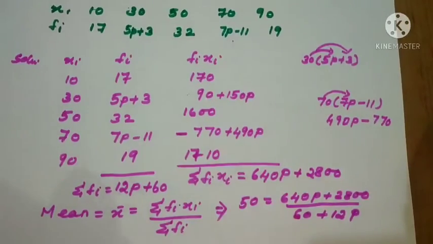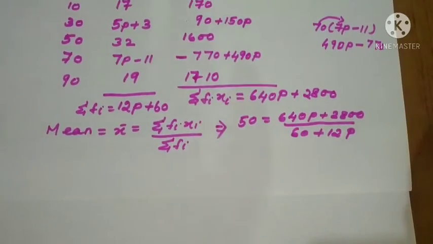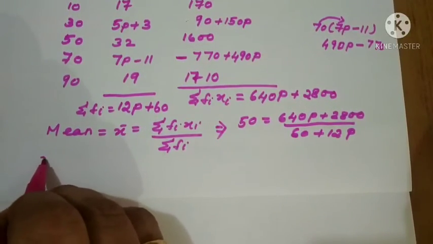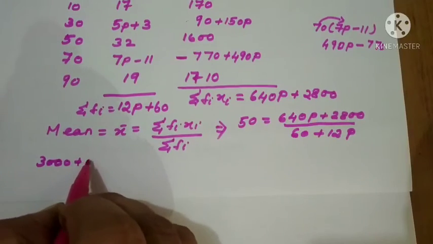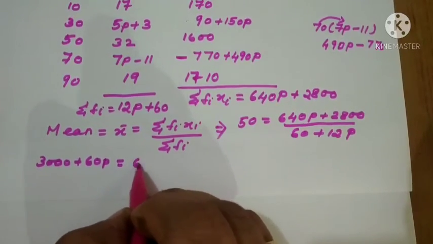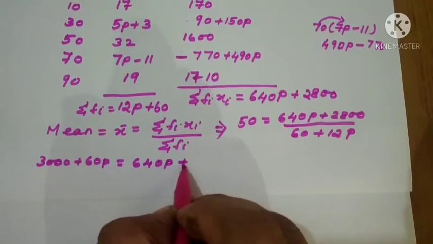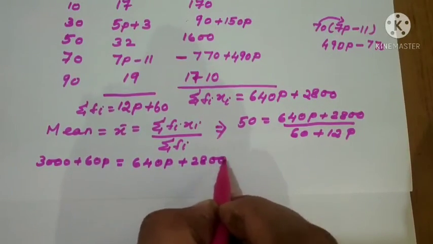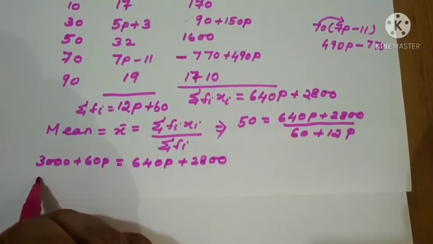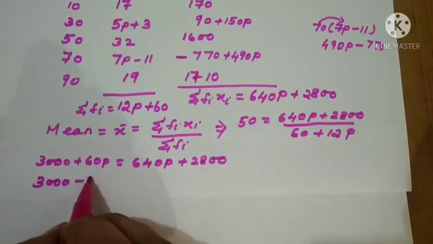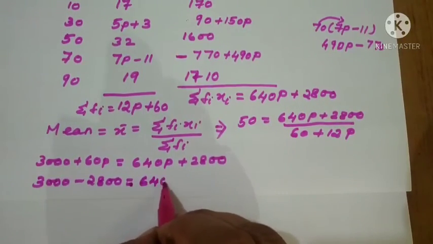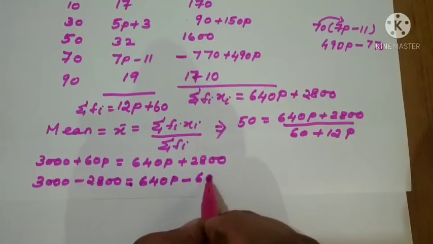Now cross multiply. 50 into 60, it is 3000, plus 60P, equal to 640P plus 2800. Okay. Now what is the next step? We should bring the numbers to the left side. So 3000 minus 2800 equal to 640P minus 60P.